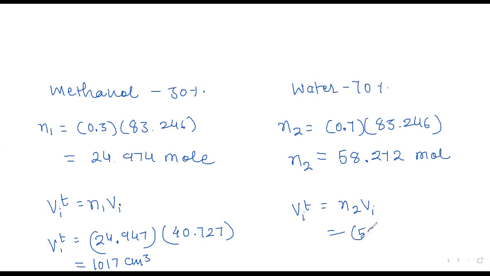For water, the pure species total volume is N2 multiplied by V2, where N2 is 58.272 and V2 is given as 18.068 centimeter cube per mole. So we have 1053 centimeter cube of water. Once we combine these, we get nearly 2000 centimeter cube. In that, methanol is present 1017, and water is present 1053.